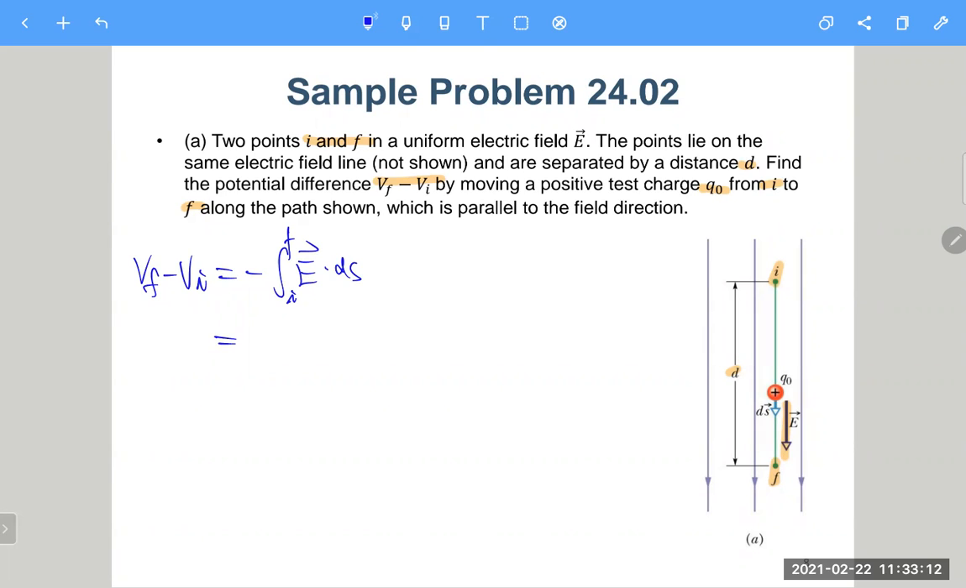From I to F, which means that ds is pointing downward. So ds and E point in the same direction, which means that we actually have E dot ds equals E times d. So this is very, very easy. Any questions?